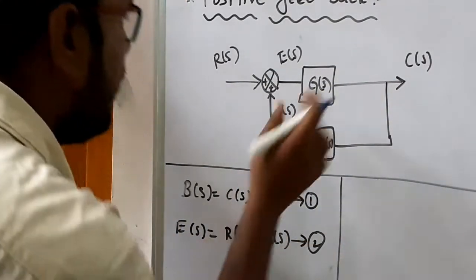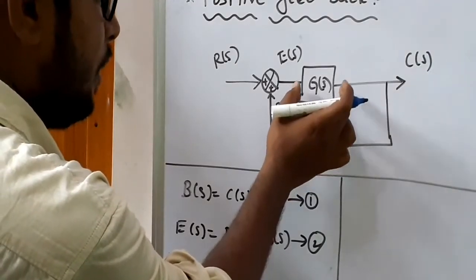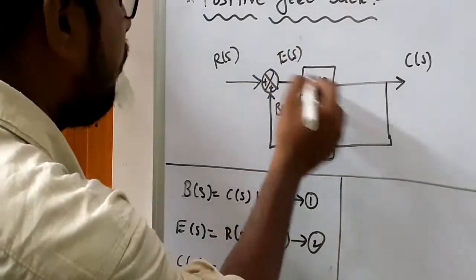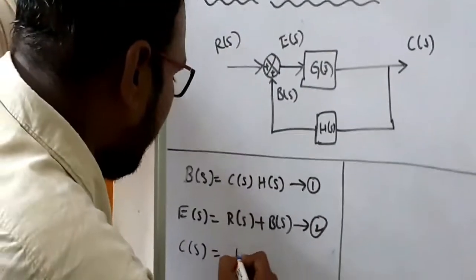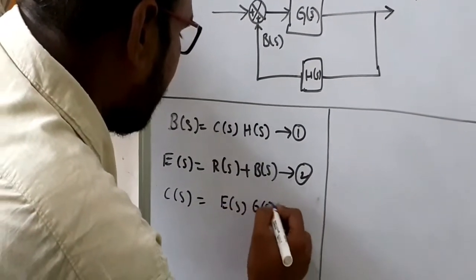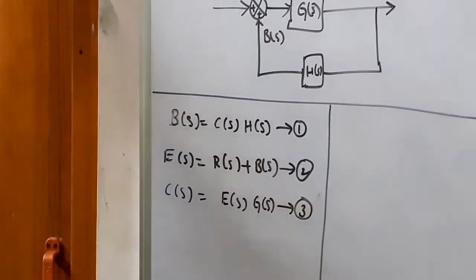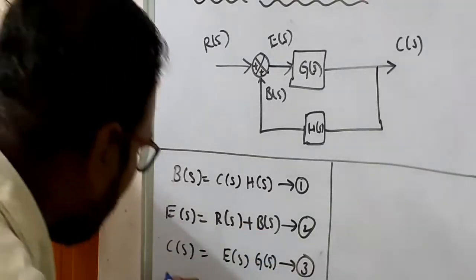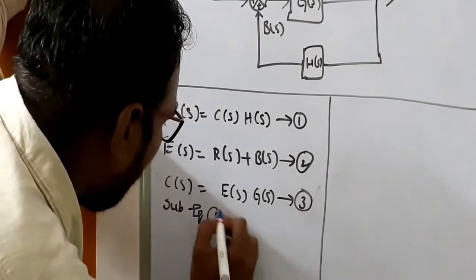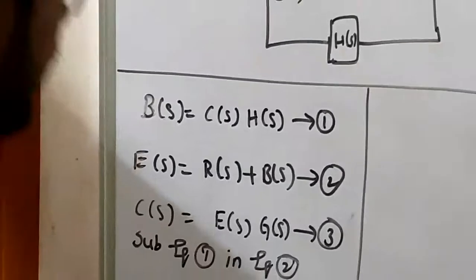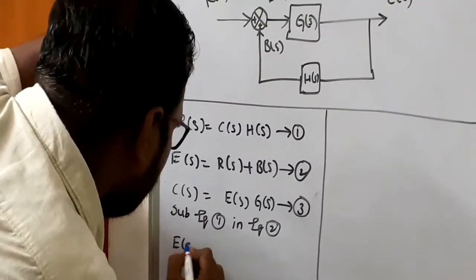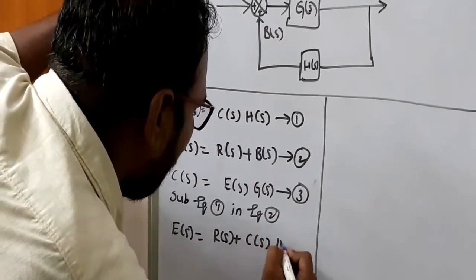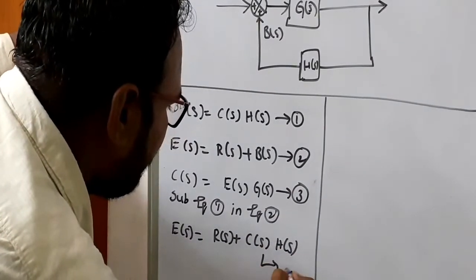And the third equation is for the individual forward path block: what is the output? C of S is equal to, the input for this block is E of S, so E of S into G of S. Let it be equation 3. Now substitute the first equation in equation 2. So E of S is equal to R of S plus C of S into H of S. Let it be equation 4.